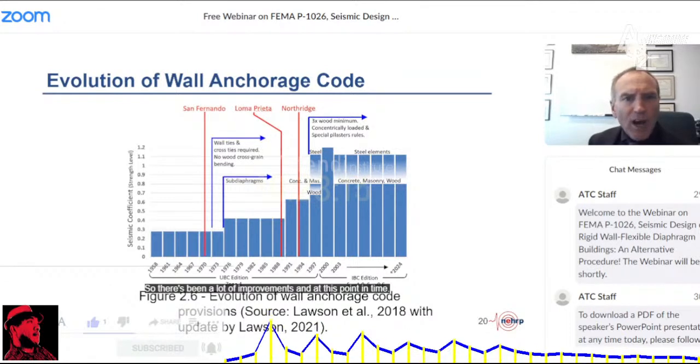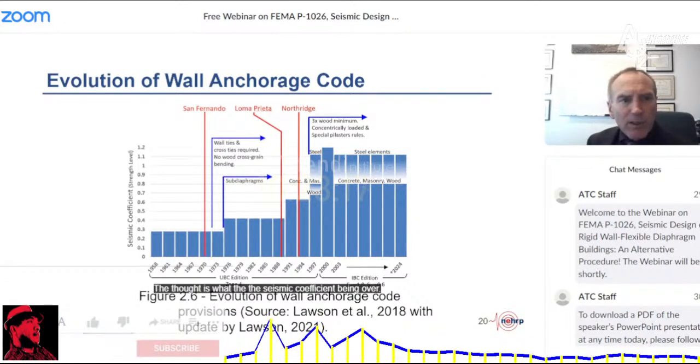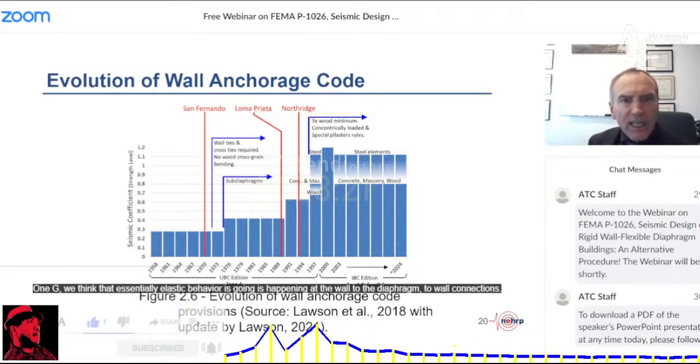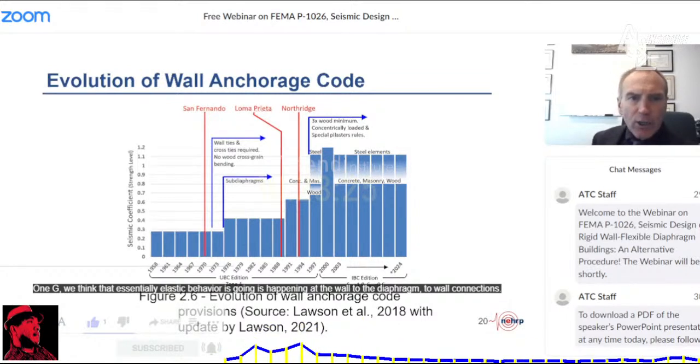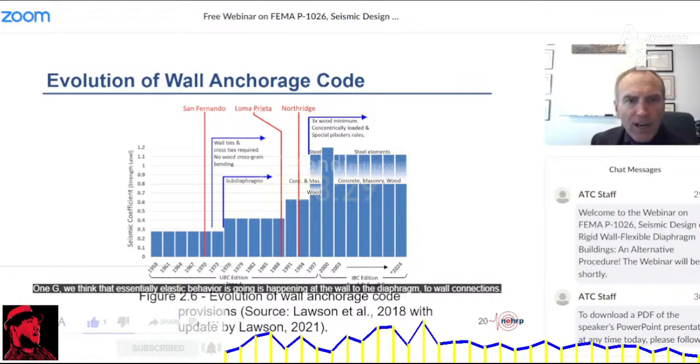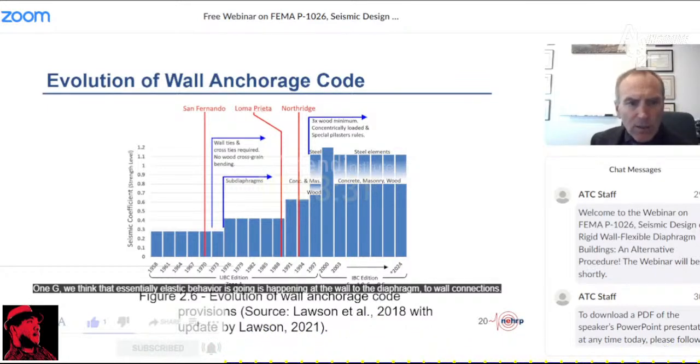And at this point in time, the thought is with the seismic coefficient being over 1G, we think that essentially elastic behavior is happening at the wall to the diaphragm to wall connections.